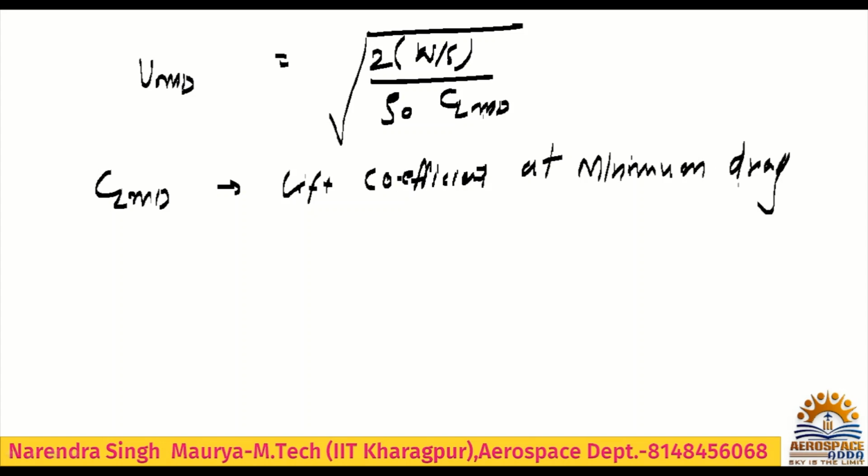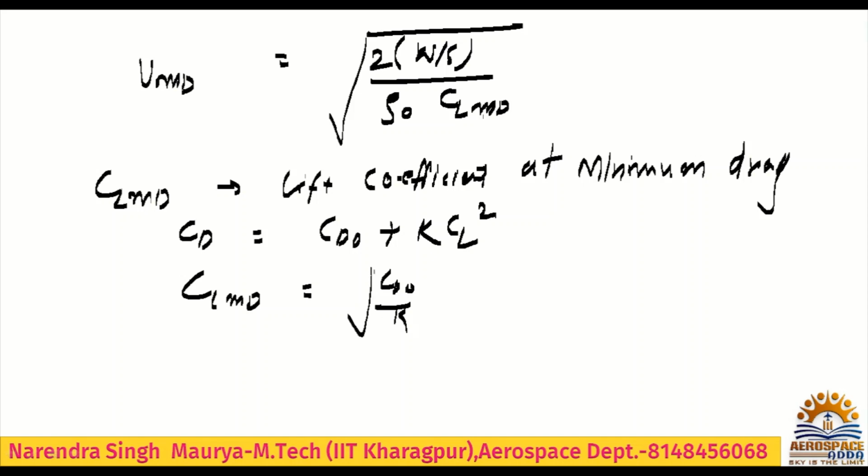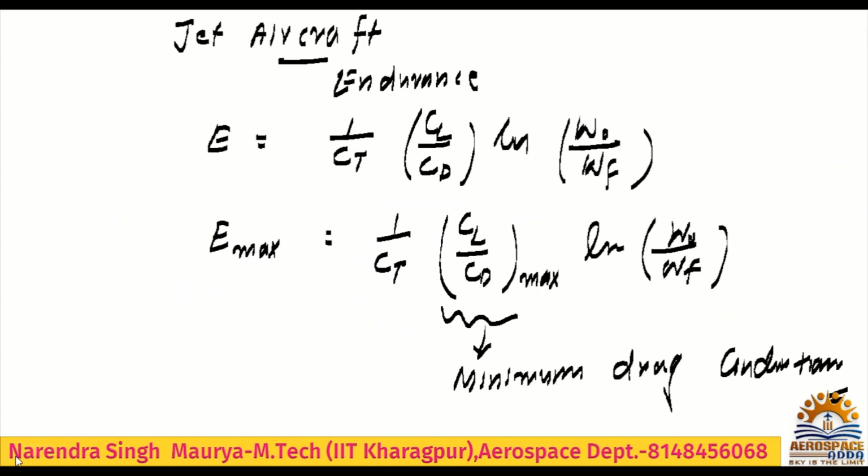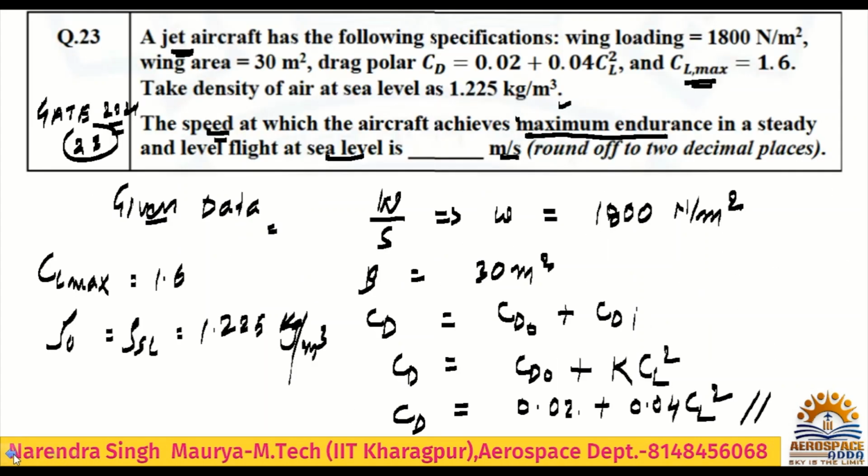Yes or no? Now, if the drag polar is given, C_D is equal to C_D naught plus K C_L square. So if you want to calculate the minimum drag lift coefficient C_L_MD, it will be C_D naught by K. You can compare here. What is the C_D naught in this problem? That value is given. C_D naught is 0.02 and K is 0.04.